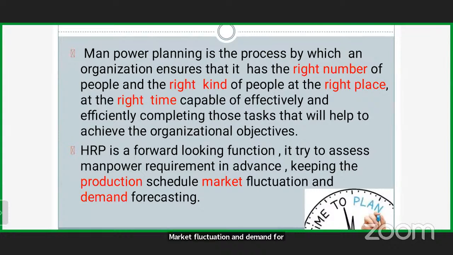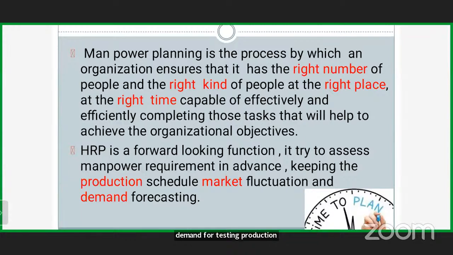Now, what do we mean by human resource planning? It is a forward looking function. It means we can analyze how much manpower we need in the future through human resource planning. Because it is forward looking, we can analyze presently, and based on this we can recruit the manpower in the future. How can we analyze? Based on three factors: the production schedule, the market fluctuation, and the demand forecasting.